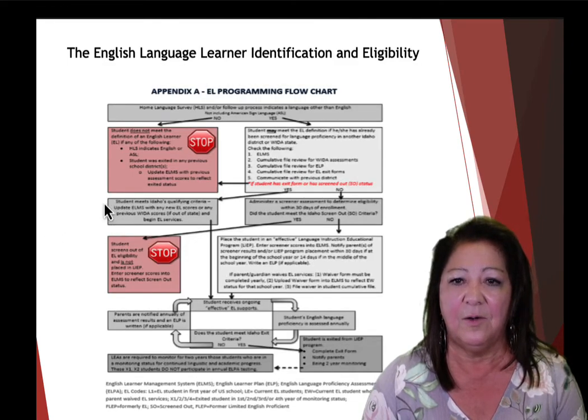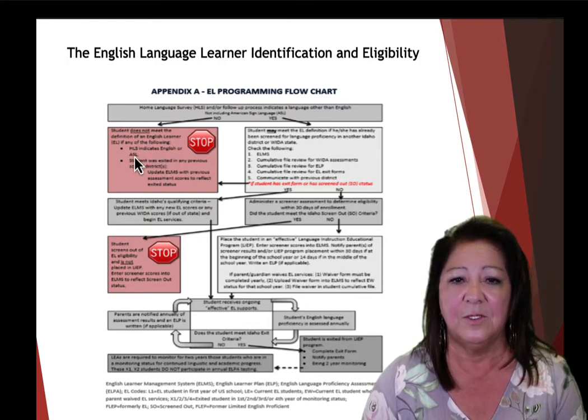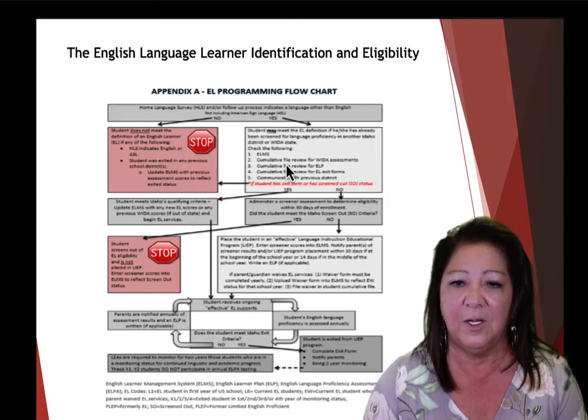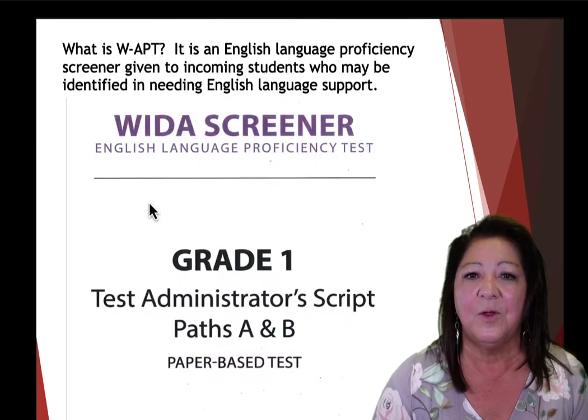This is our programming flowchart that helps us with our English language learner identification and eligibility, which helps us to determine if they are to be tested or if we need to make a phone call to ask the parents if the student does speak another language. Once we review the home language survey and we have spoken with the parent, then we will administer a WIDA screener so that we can identify if they need English language support.